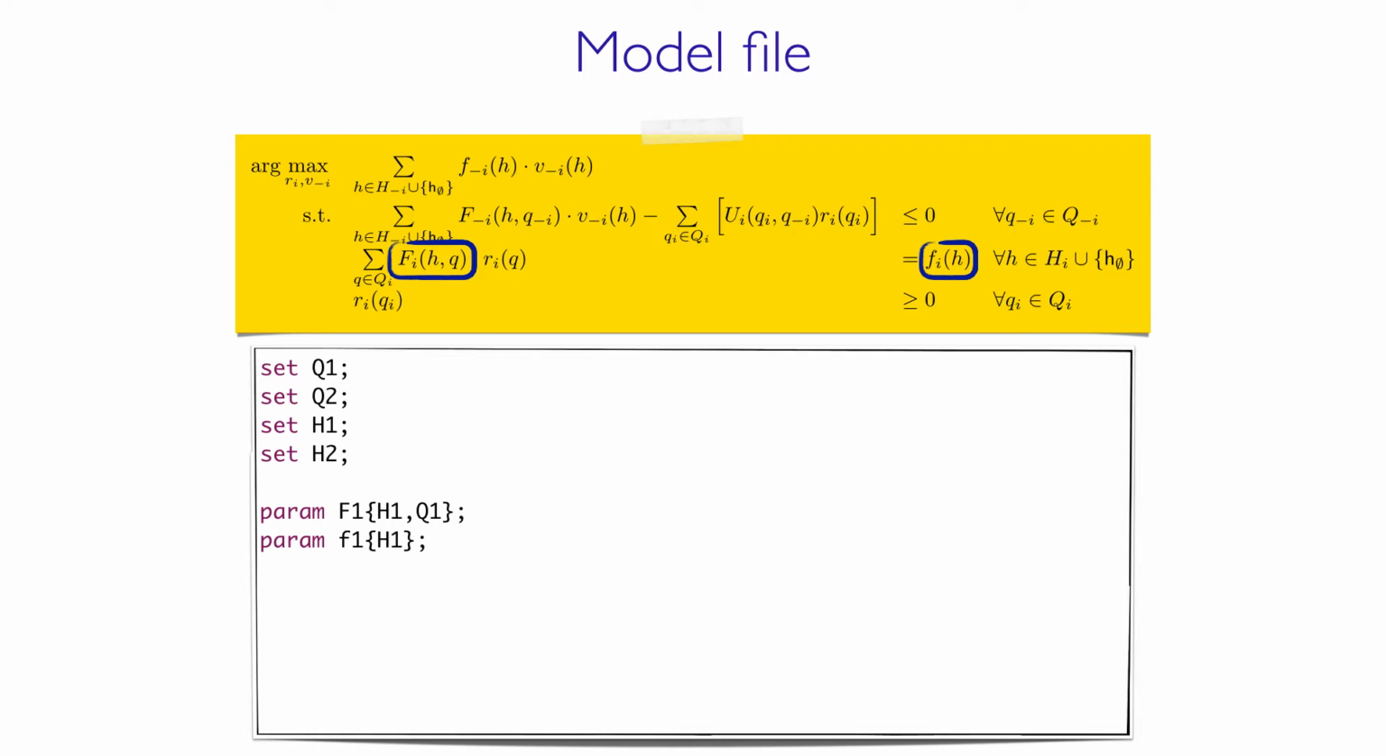Then we declare parameters. Uppercase F1 is a matrix, with rows indexed by information sets of player I, that is set H1, and columns indexed by sequences of player I, that is set Q1. Lowercase f1 instead is a vector indexed by information sets of I, that is set H1.